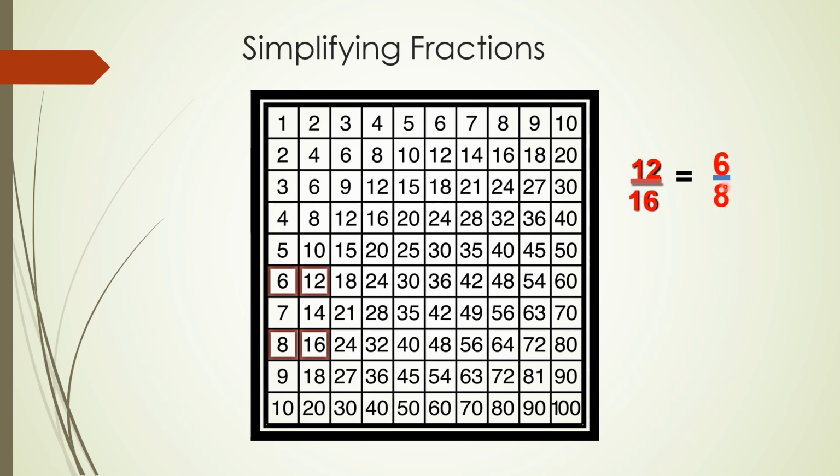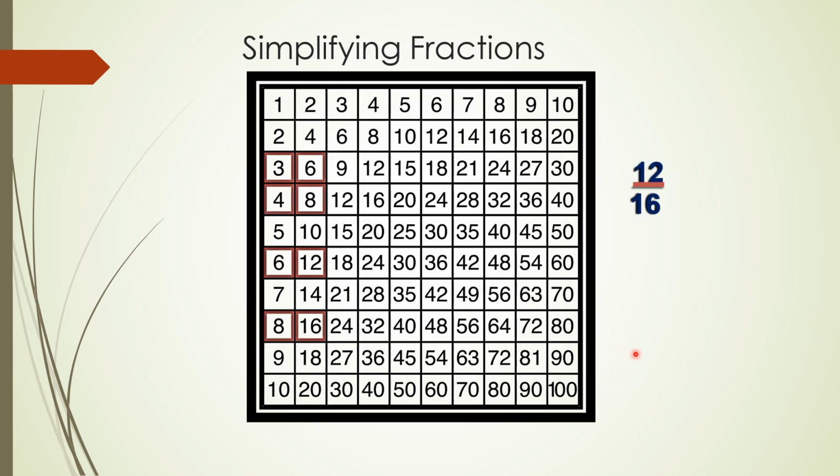But if you observe, 6 by 8 we can still reduce to the lowest terms. Still we can simplify this fraction. So how to go on with that? Let's see. We got 12 by 16 to be 6 by 8 now. Now you identify where is 6 by 8 in the grid. Here 6 and 8. So you circle both the numbers.